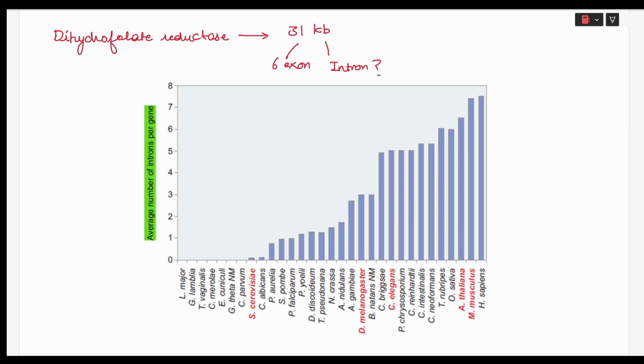So you have to comment how many number of introns are there in this gene if there are 6 exons, right? And again, I'm going to repeat the definition of introns. Introns are basically the segments of the gene, or you can say the DNA present between two exons. So how many introns are there if there are 6 exons.